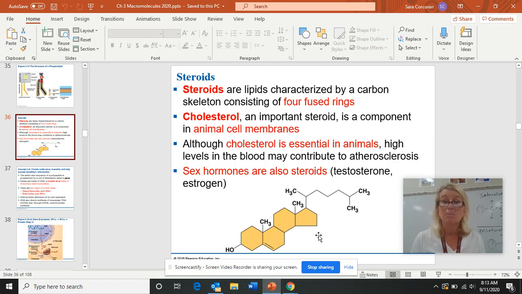So we have to have fats in our body to make some of our sex hormones, which are testosterone, estrogen. Those are steroids. How are you going to remember these fused rings right here? We don't really care so much about all the stuff hanging off. I mean, in life we do, but for identifying the molecule on our quiz, we don't. 4 fused rings: steroids, cholesterol.